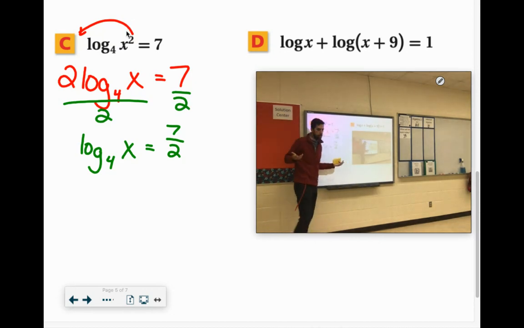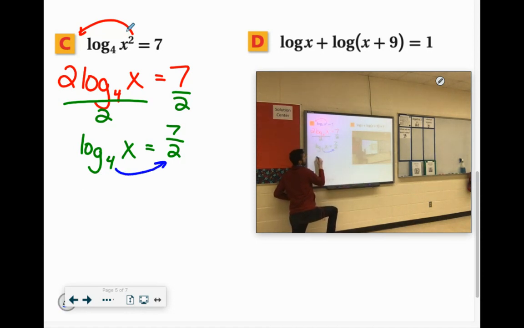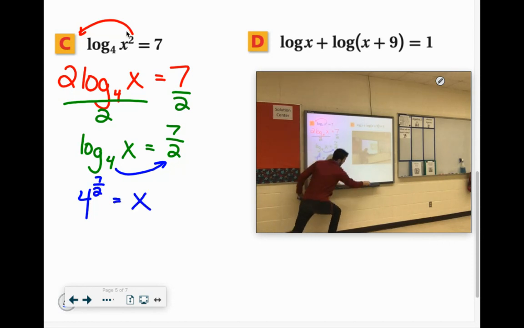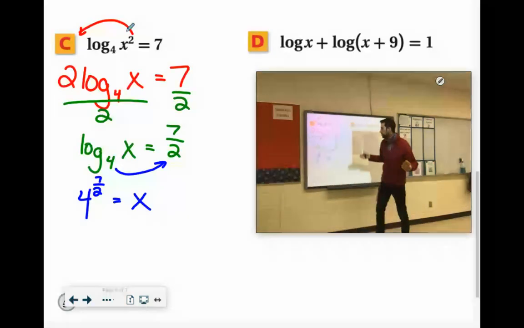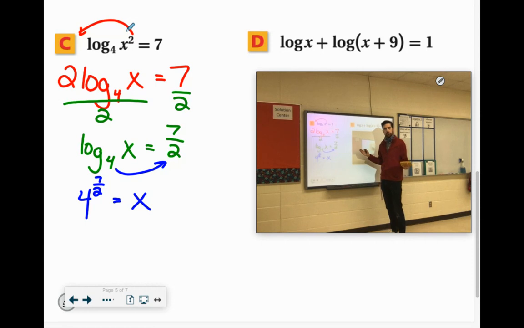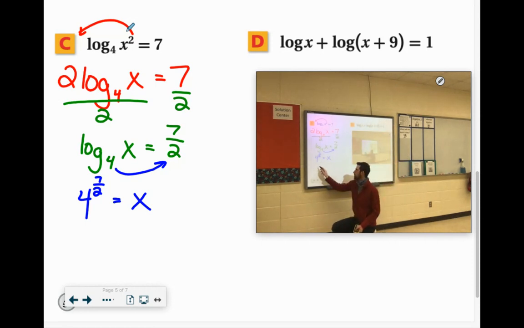And then we can set up our equation here. We could put it in exponential form. We could say 4 to the 7/2 power equals x. And then you're like, dude, that's crazy with the 7 over 2. But 4, if you remember, is 2 squared. So we can even manipulate this more.